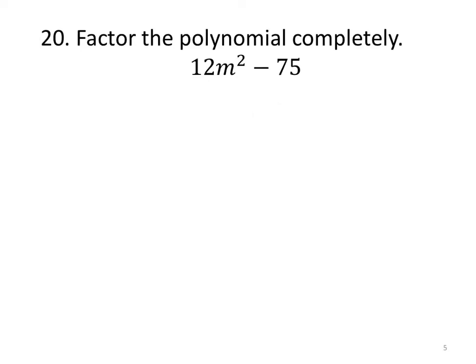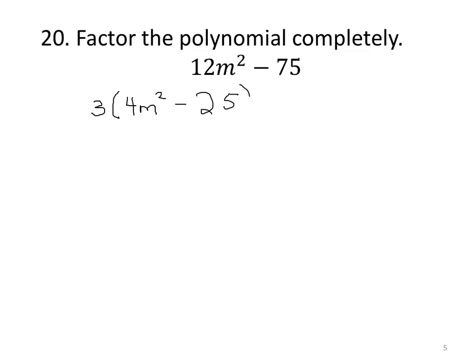Okay, factor this polynomial completely, and it has 12m squared minus 75. Well, the only thing we know what to do with a binomial like this is if it's a difference of squares, and 12 and 75 are not perfect squares. However, they have a common factor, and that factor is 3. So if we pull out the 3 and rewrite it, we will have 4m squared. That looks hopeful because 4 is a perfect square minus 25.